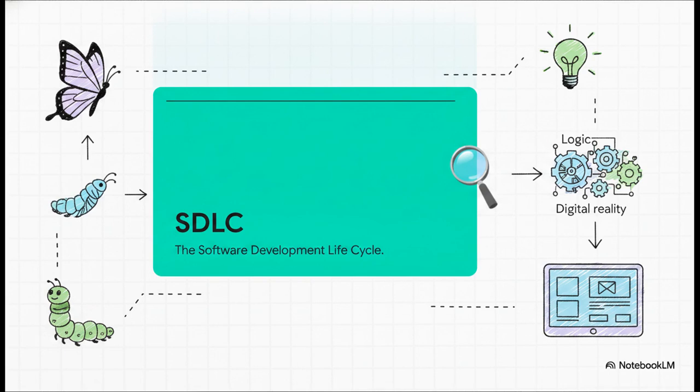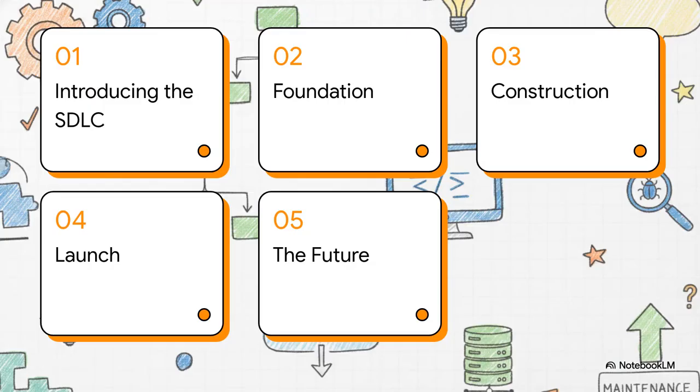Before we get too far ahead of ourselves, SDLC simply stands for the Software Development Lifecycle. At its core, this is just the rigorous process of translating messy, abstract human requirements into rigid, executable machine logic, and finally, into a completely functional digital reality. Okay, let's dive into this.